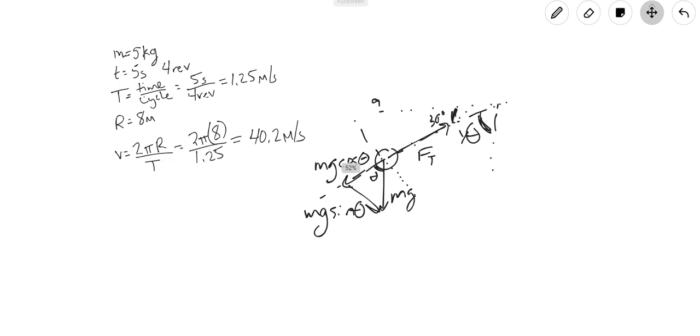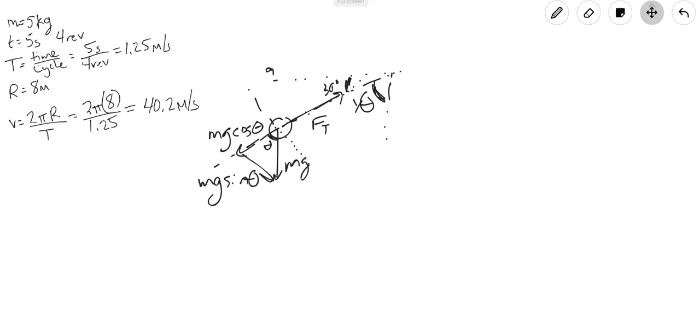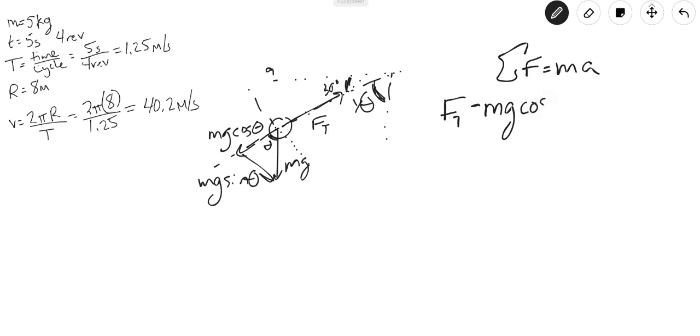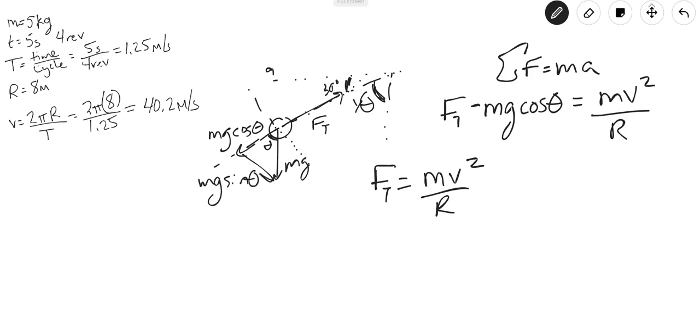Alright, so let's now set up our sum of force equation. Newton's second law, so sum of the forces equals ma. And we have tension pointed into the circle. We have mg cosine theta pointed away, so it's going to be negative. And it's moving in a circular path, so a is going to be replaced with v squared over r. And the acceleration is pointed in what we're calling our positive direction. So that means, when I rearrange the equation, that the tension is going to be equal to mv squared over r plus mg cosine theta.